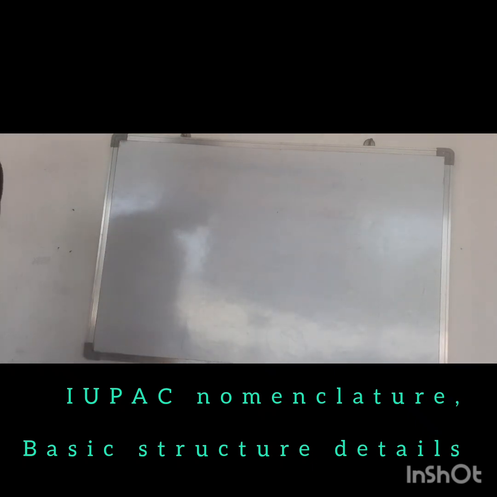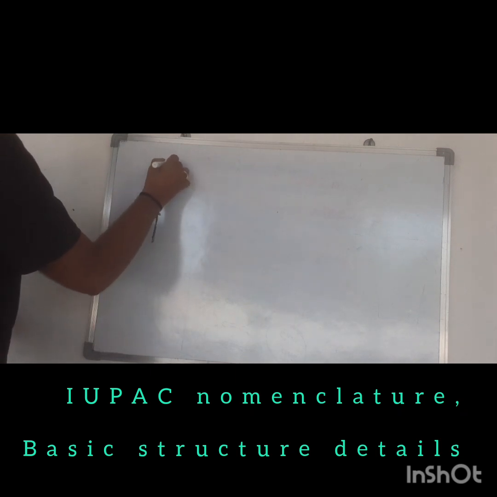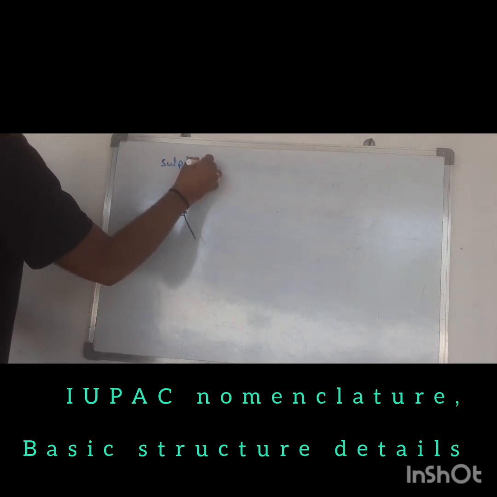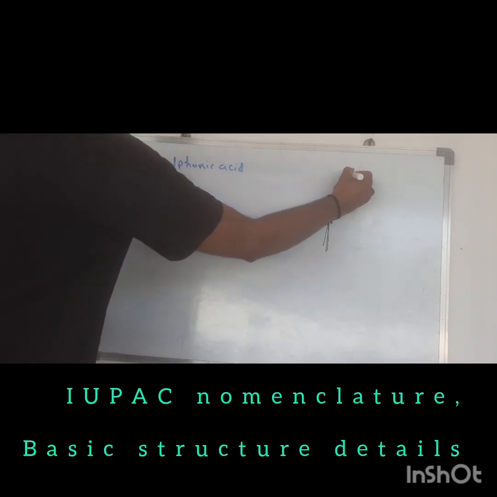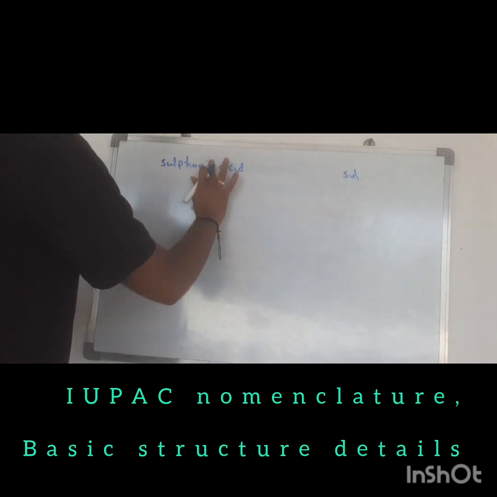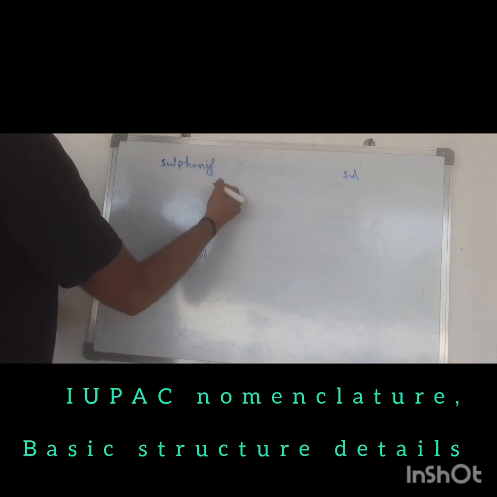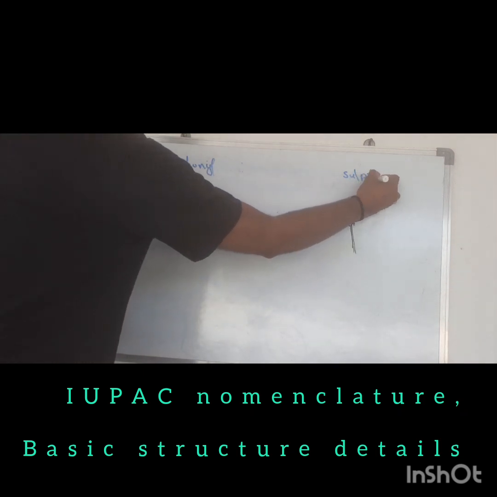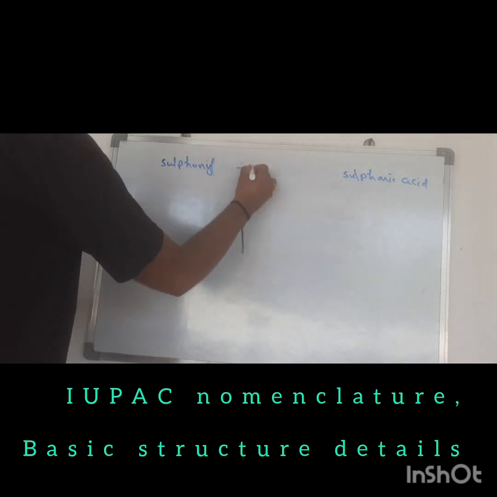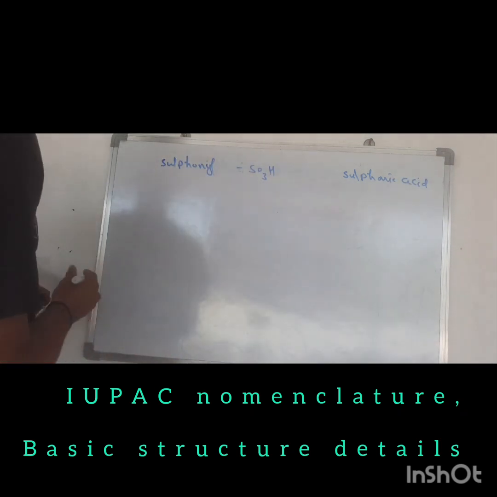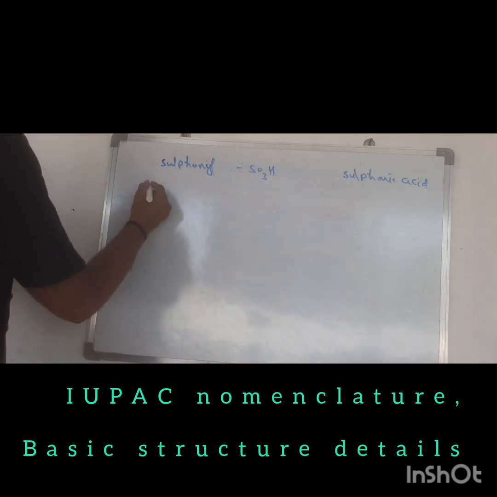Next, some more functional groups are present. If sulfonic acid is present, we have to use "sulfonic acid" only. Actually, the group name we can write is sulfonyl group. We use the word sulfonic acid. Here, by observing SO3H is present, that is called sulfonic acid.